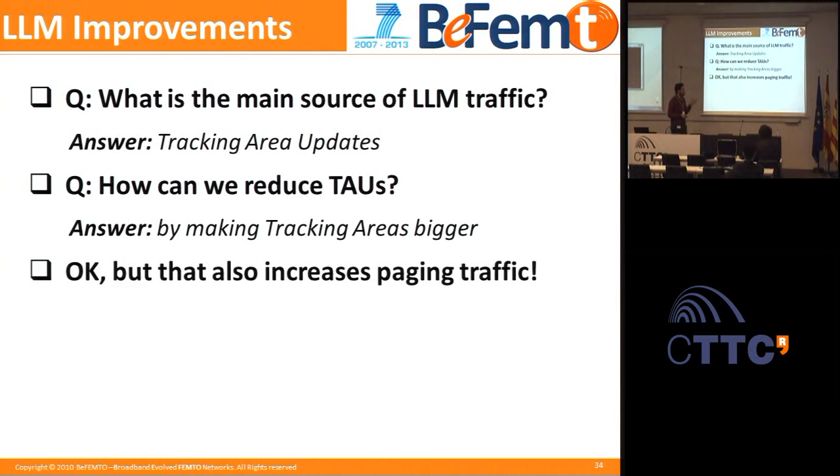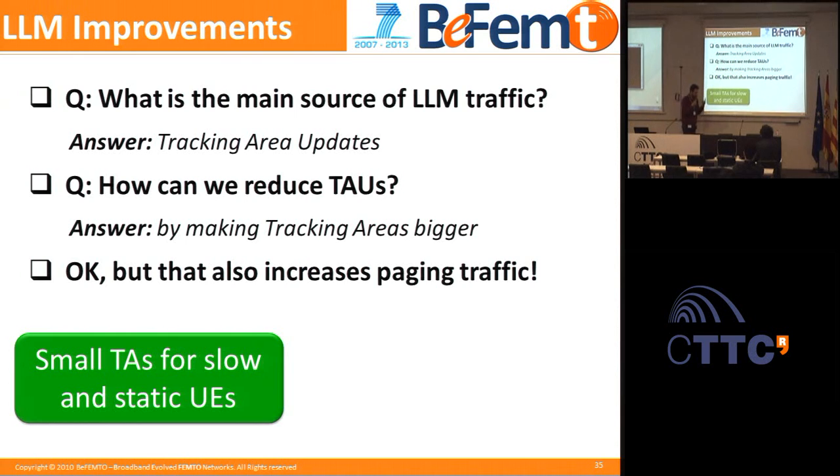Well, yes, but that also increases the paging traffic. Let's think why. You increase the size of the tracking area, your phone generates fewer tracking area updates, but at the same time, when you receive a paging message, we said that all the cells in the tracking area are going to be paged. So that's a problem. You get the trade-off, right, between the size of the tracking area and the paging signaling. We have a trade-off here that we should optimize.